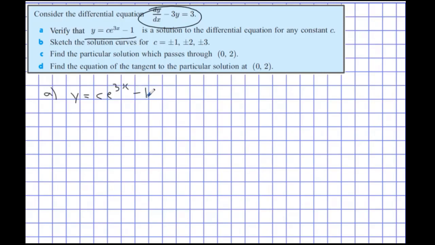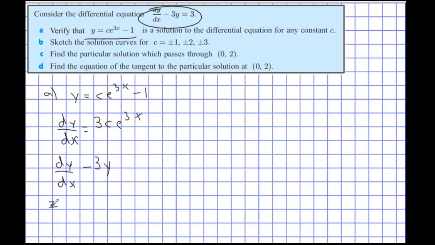So now we can differentiate dy/dx. Simple enough, so the shortcut chain rule. You've got a function of a function, so differentiate the bit in the power. The derivative of 3x is 3, so that's going to come to the front. So it would be 3c e to the 3x, and the minus 1 will disappear. It's just a constant.